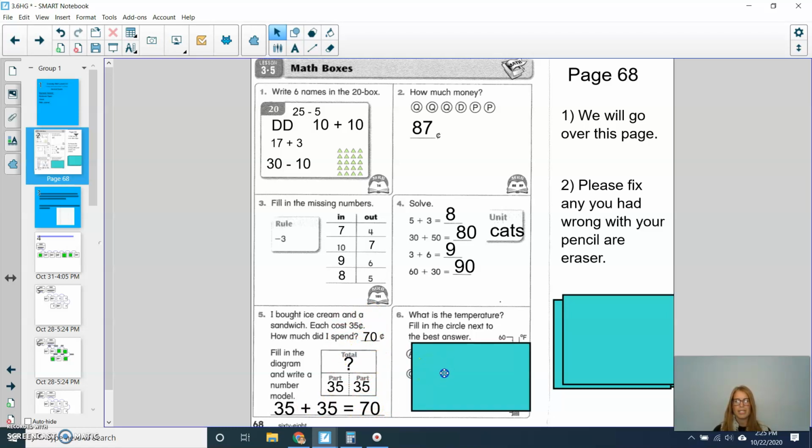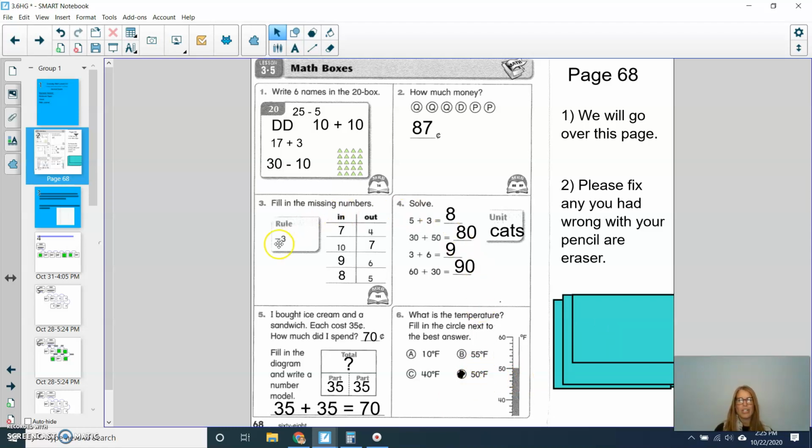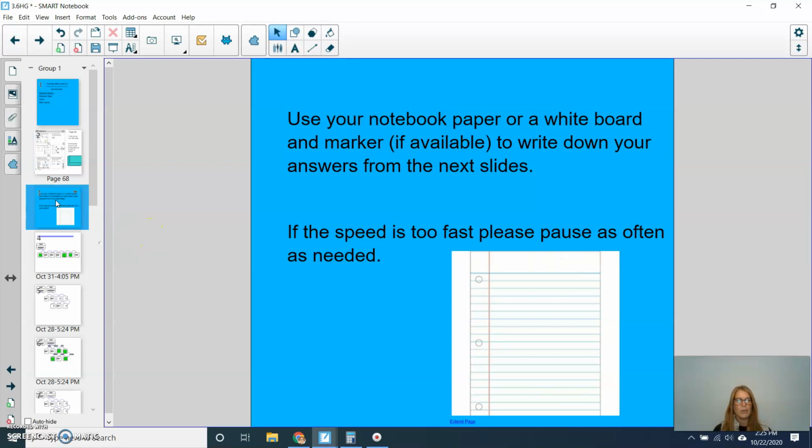For question number 6, what is the temperature? Looking at the thermometer, I can see it is D, 50 degrees Fahrenheit. Double check to make sure that you have yours correct and fix any mistakes with your pencil and eraser. Then we'll put our math journal to the side and we'll take out our whiteboard and marker or notebook and pencil. And if the speed is ever too fast, please pause as often as needed.